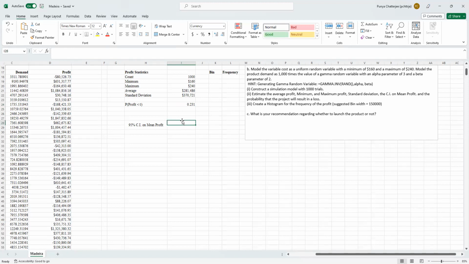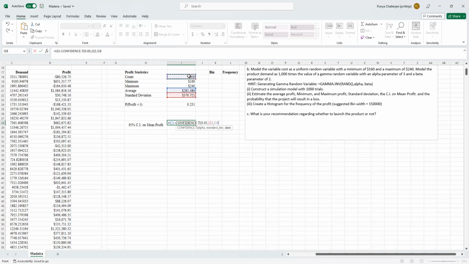We are also going to look at the 95% confidence interval for the mean profit, which means how confident are you in your average profit, right? So to do that, I'm going to do average minus. So it has an upper bound and a lower bound, and I'm going to start with the lower bound. Confidence t. Your alpha is going to be 0.05. Your standard deviation is going to be right here. And the size of your sample is 1000.